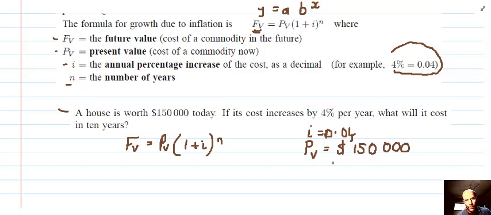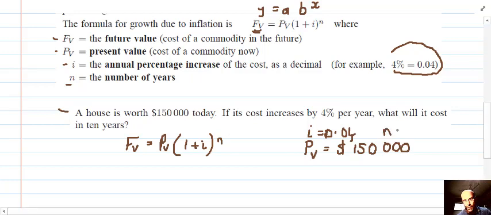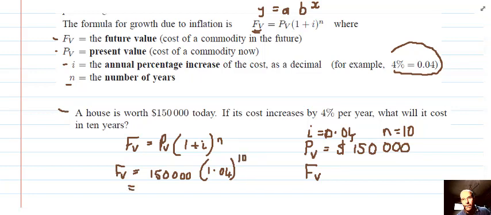What else is there? There's 10 years, so n equals 10. We're ready to roll with this one now, because we've got to find future value. Alright, so future value equals 150,000 times 1.04 to the power 10. Grab the calculator. And I calculated that, and we got $222,037 to the nearest whole dollar.